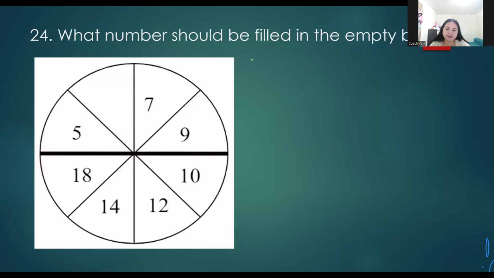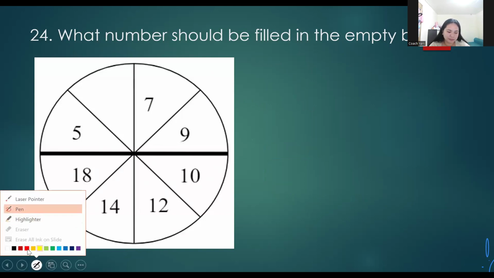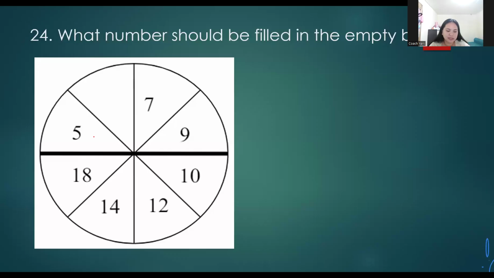Okay, what number should be filled in the empty box? So you have 5 here and then a missing number in between 7 and 5. First, let's look at the pattern. What's the pattern here? You can see 5, its opposite is 10, right? Like this. And then 9, its opposite is 18. So what can you say about the pattern? It gets doubled. The one at the top of this line gets doubled by its opposite here.